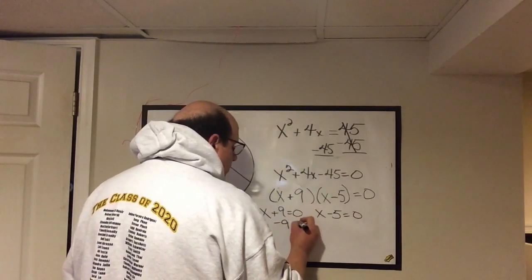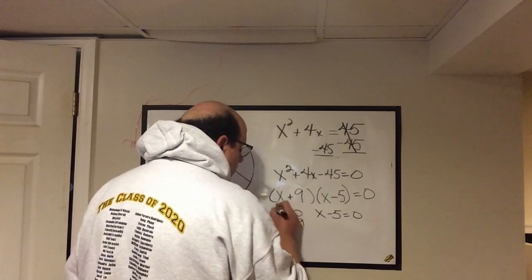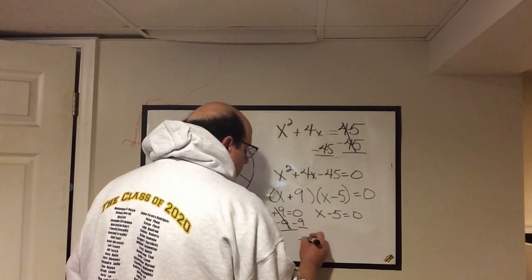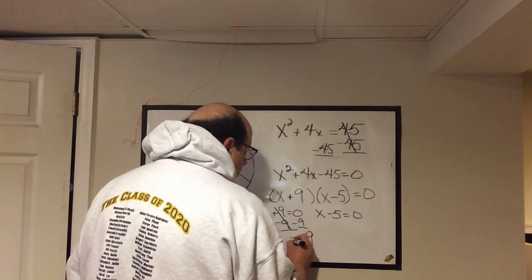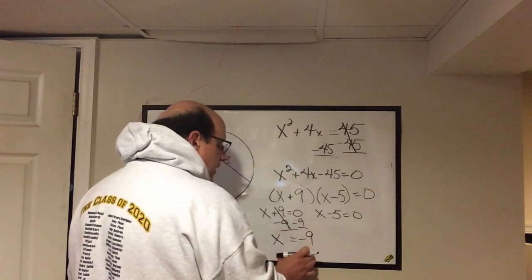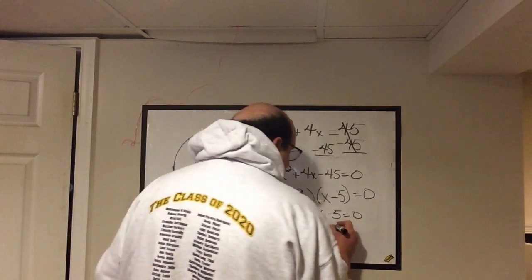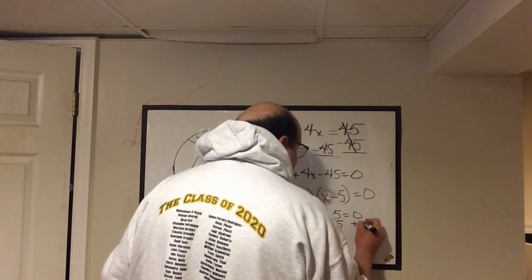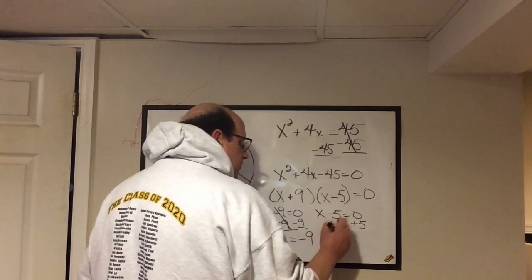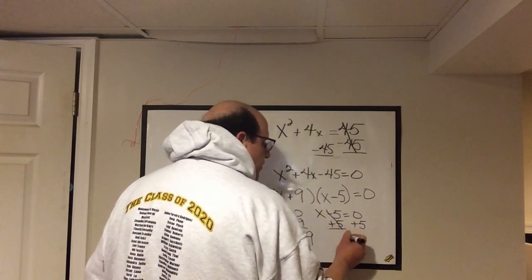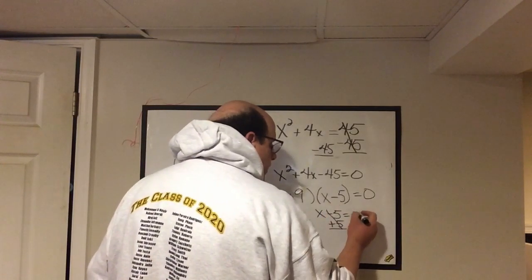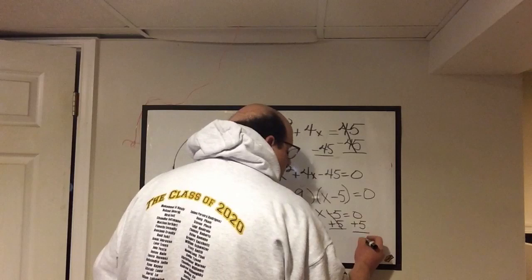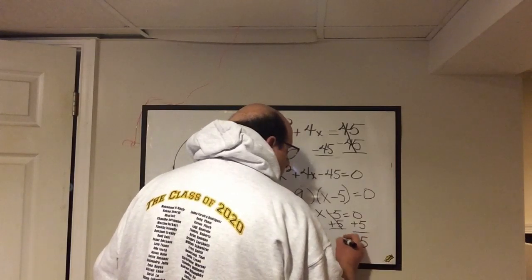And I'm going to do the math. I'm going to subtract 9 from both sides. That goes away, and we have a negative 9. So x has a value of negative 9 here. And then I'm going to add 5 to both sides, because this is minus 5 plus 5. They cancel each other out. That equals 0. And 0 plus 5 is positive 5.